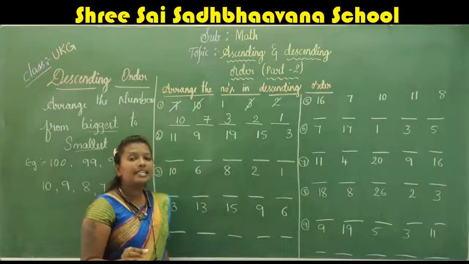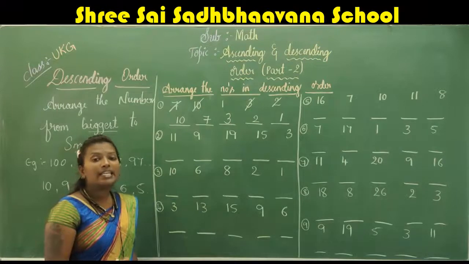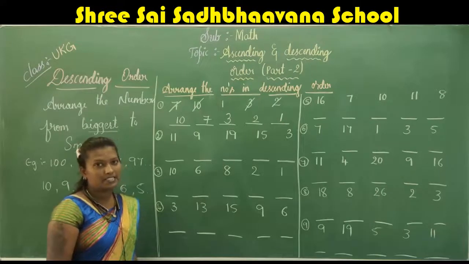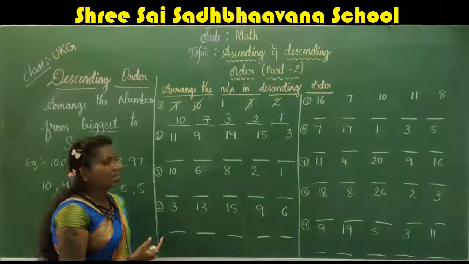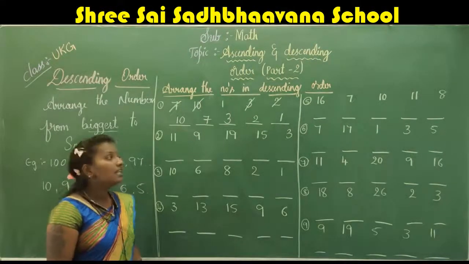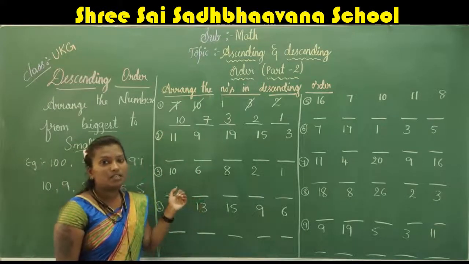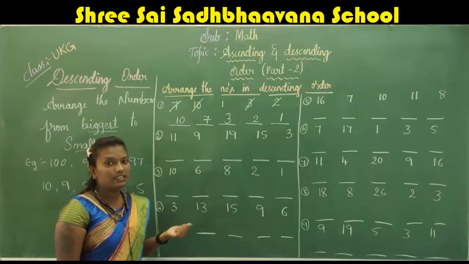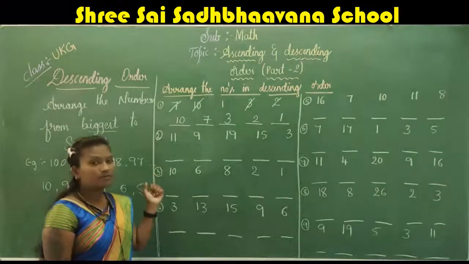Children, descending order is nothing but, they are given some numbers. In those numbers, which is the biggest number, that one we have to write in the first place. And the remaining numbers we have to observe. In those numbers, which is the highest number, that one we have to write in the second place. Like that, we have to arrange the numbers. Let's call it descending order. Okay, now we'll go for the second one.